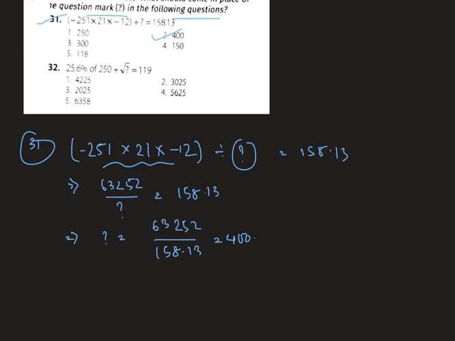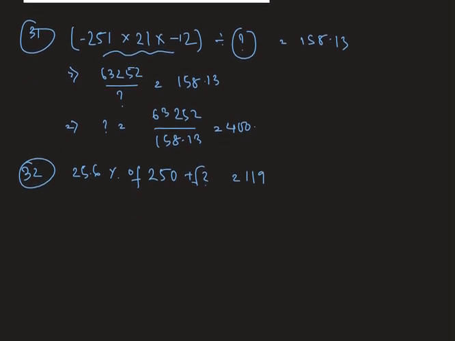Now let's check the next one. 25.6 percentage of 250 plus root over unknown number is equals to 119.